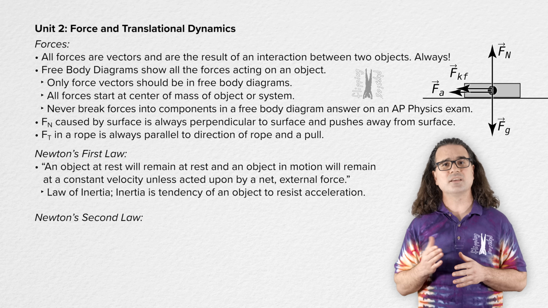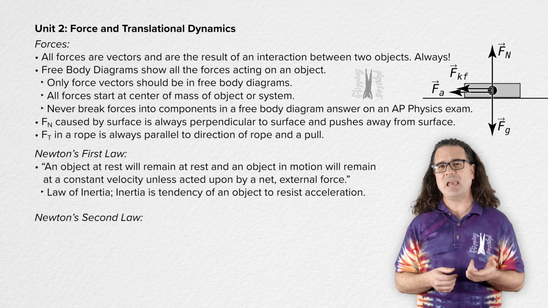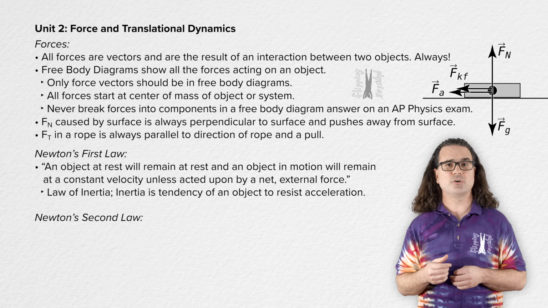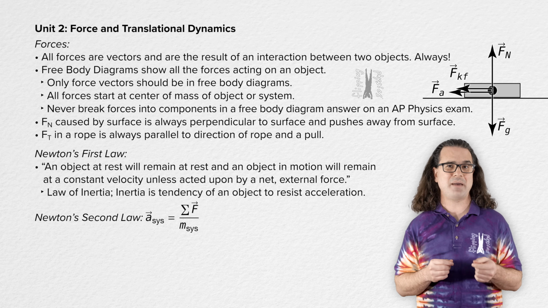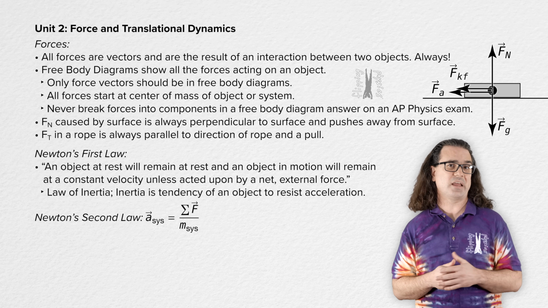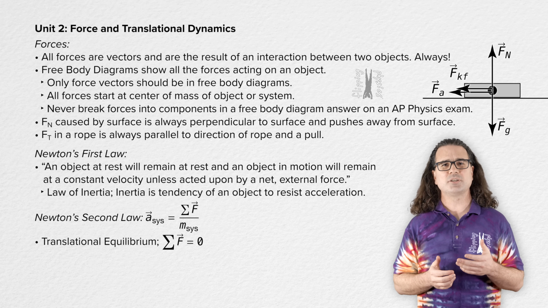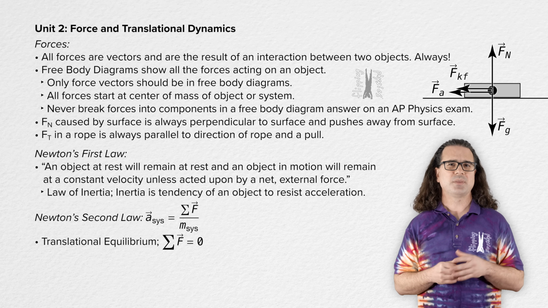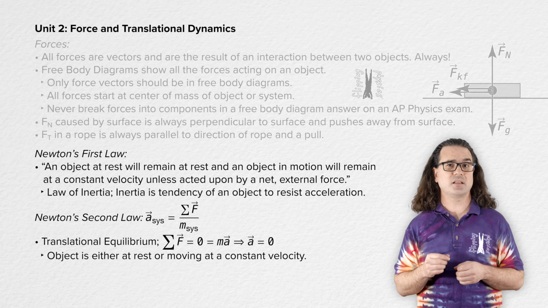Newton's second law is an equation which relates net force, mass, and acceleration. On the AP Physics 1 reference sheet, it is shown as the acceleration of the system equals the net force acting on the system divided by the mass of the system, where both acceleration and force are vectors. When the net force on an object is zero, the object is in translational equilibrium. That means the object is either at rest or moving at a constant velocity because the acceleration of the object equals zero.